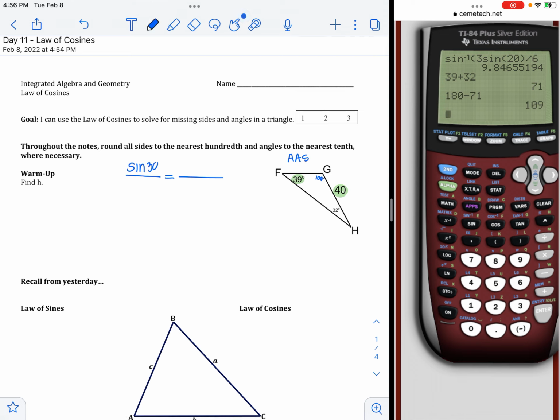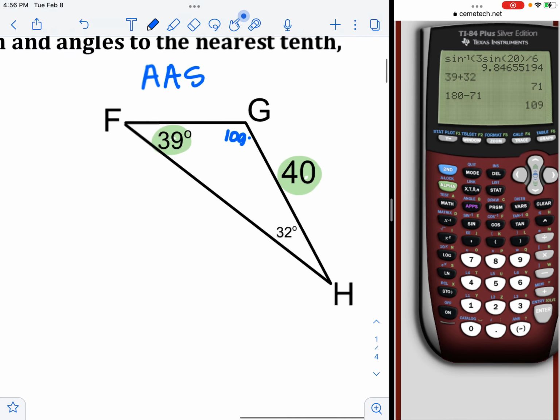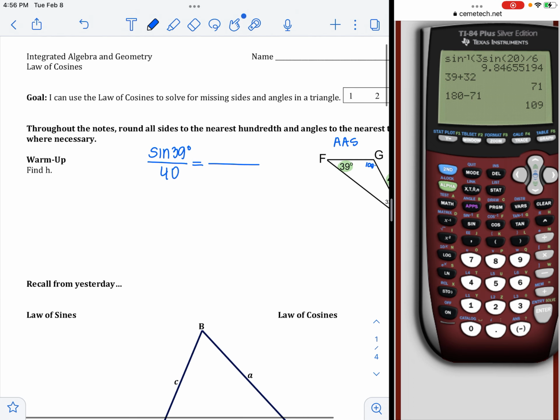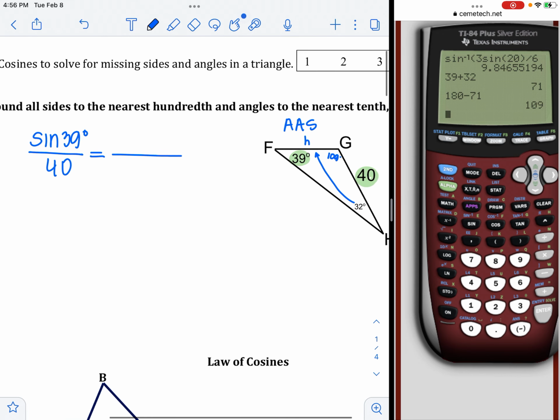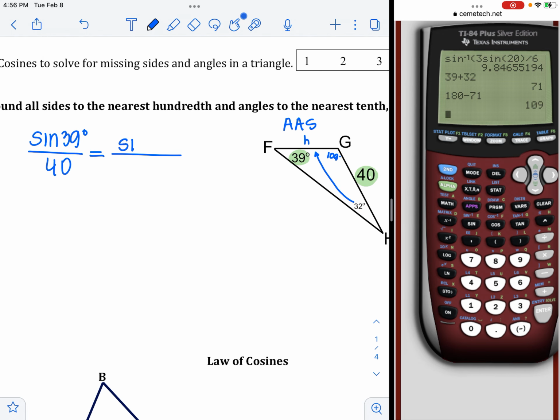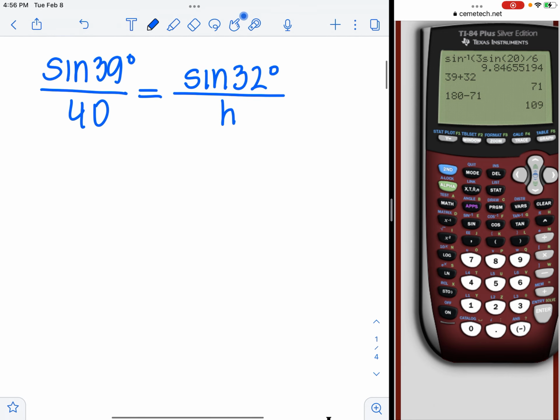Sine of 39 degrees over 40 equals, and then I'm solving for, which side was it? Side H. So I'm going to put an H on side H, which is opposite of angle H. And I am going to now use that ratio. So sine of 32 over H. So it turns out I don't need that 109, but hey, we know it's not a right triangle because of knowing that 109. All right, let's go ahead and cross multiply.